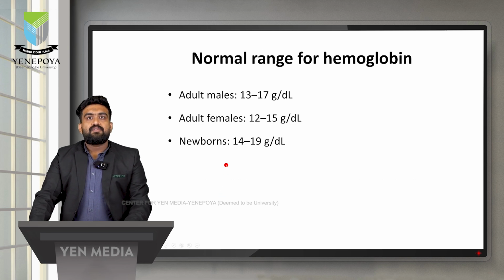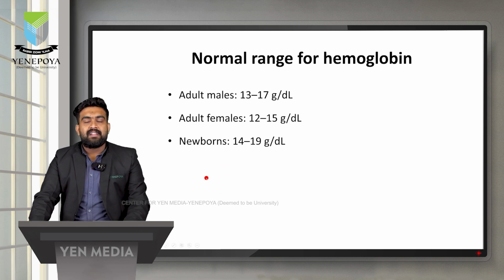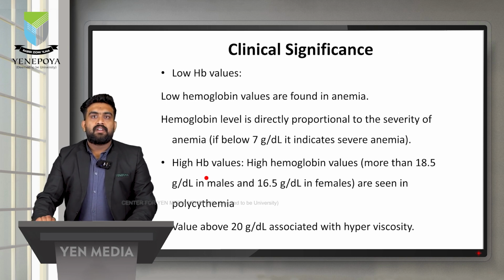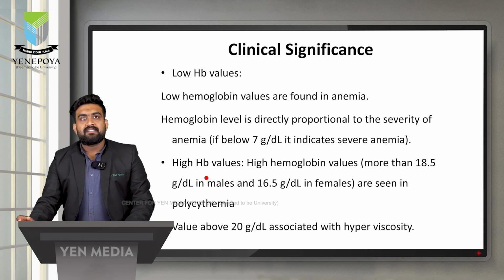The normal range for hemoglobin in adult males is 13 to 17 gram per deciliter, in adult females 12 to 15 gram per deciliter, and in newborns 14 to 19 gram per deciliter. Coming to the clinical significance, what if the hemoglobin value decreases? If the hemoglobin value is decreased, the condition is called anemia.